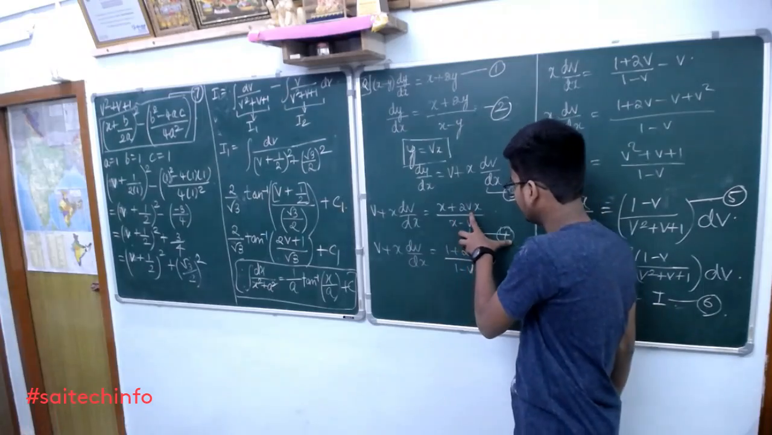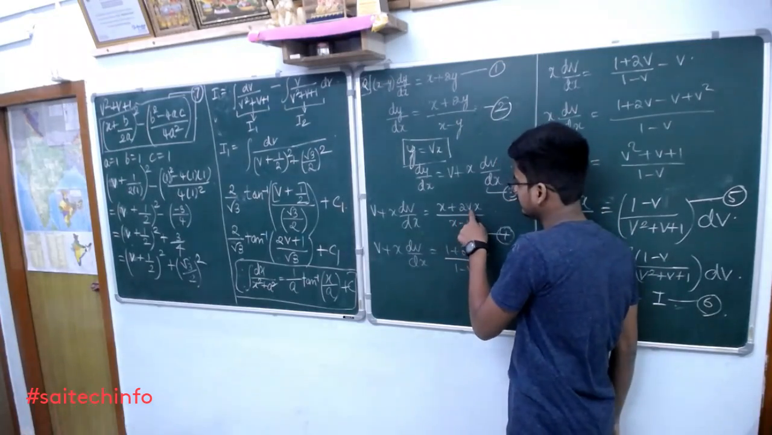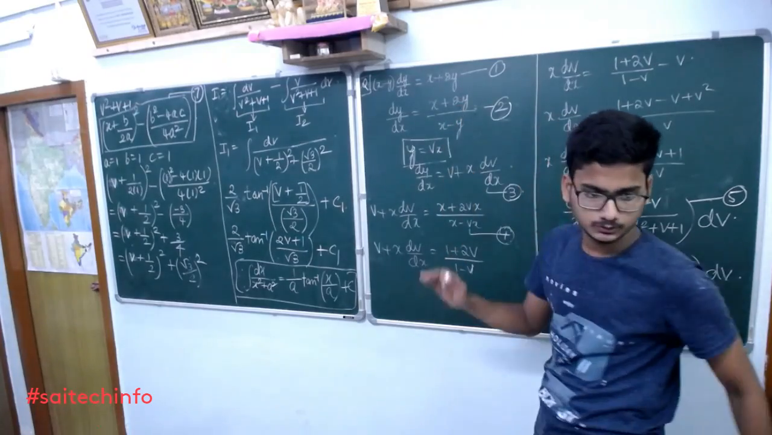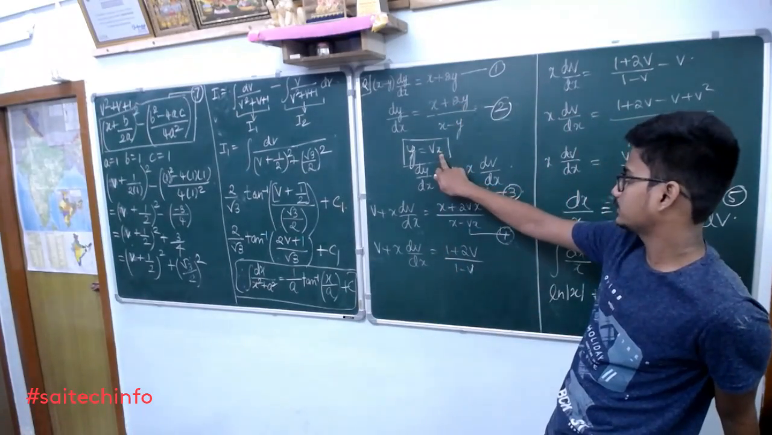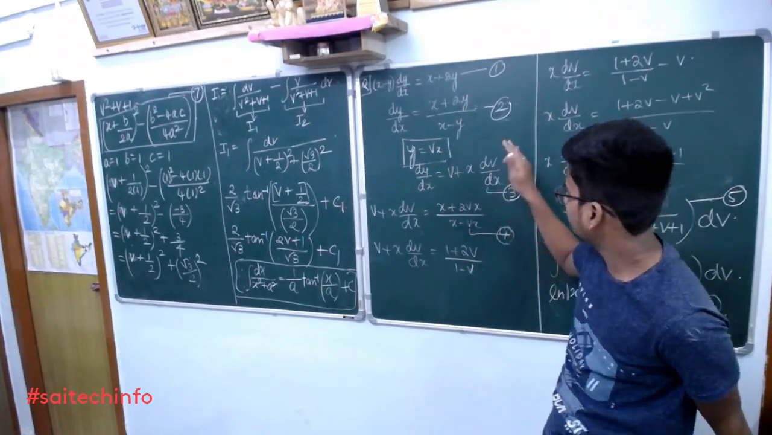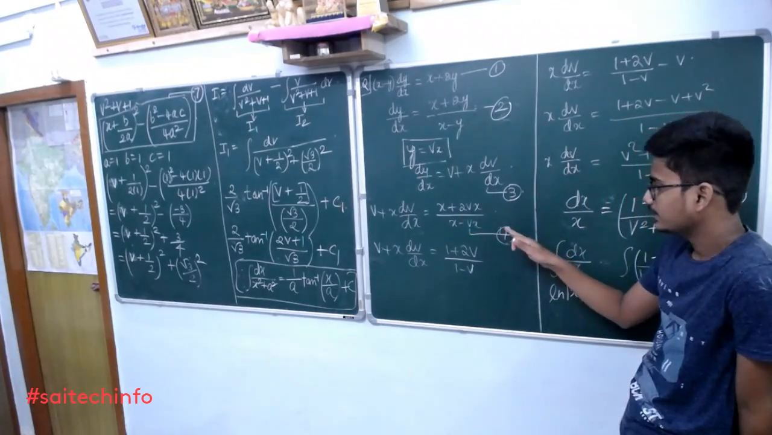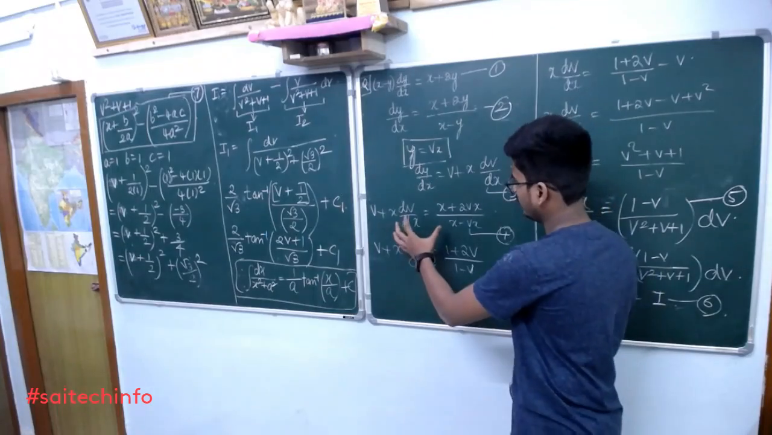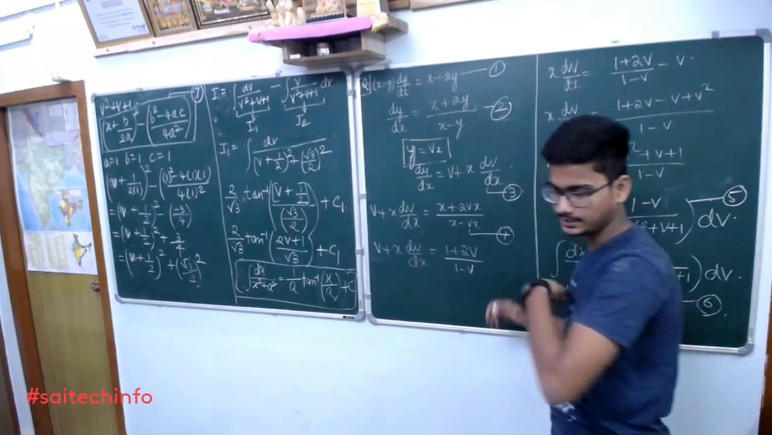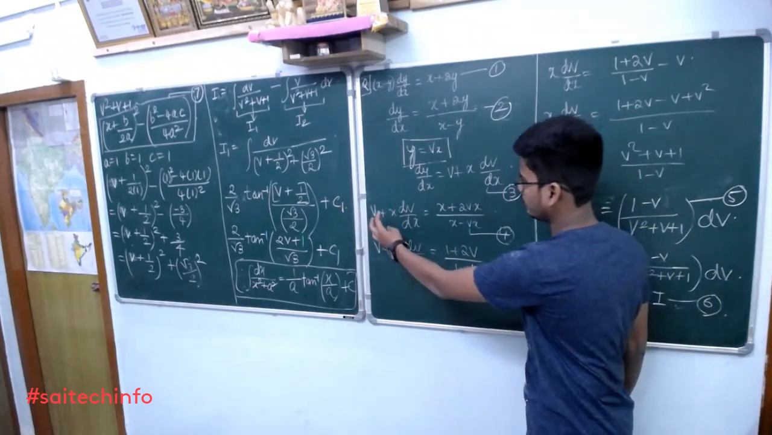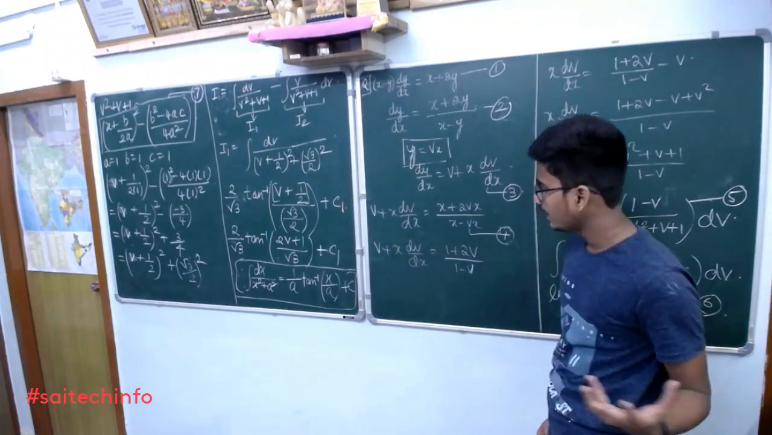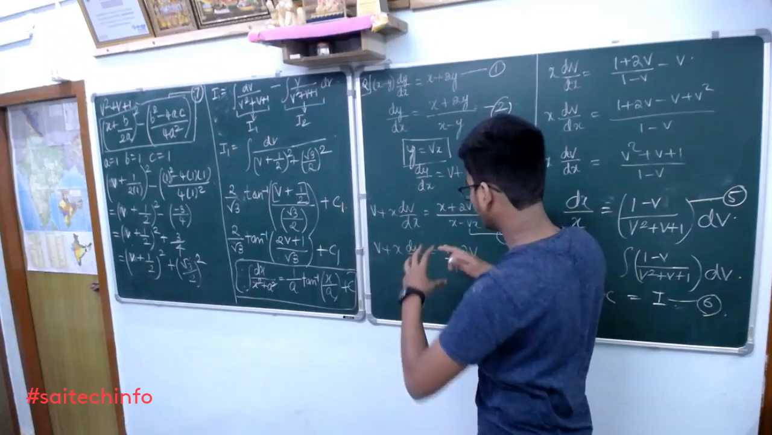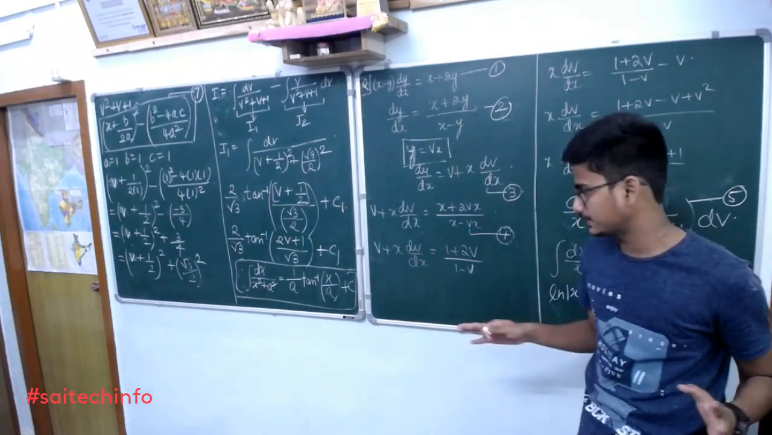In this step the v is introduced. Since in the place of y here we have substituted vx, the equation becomes (x plus 2vx) whole divided by (x minus vx). So we have eliminated y, and in the place of y we have got v. Now we need to separate the variables v and x.